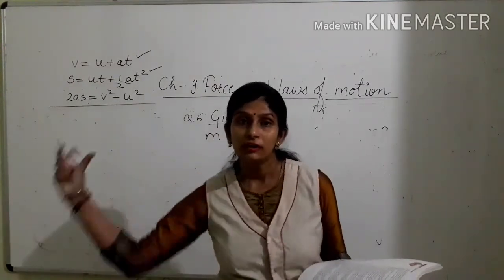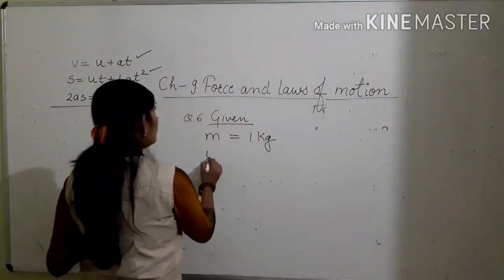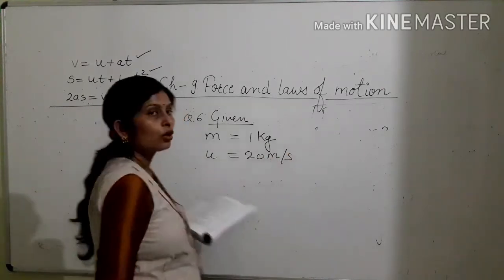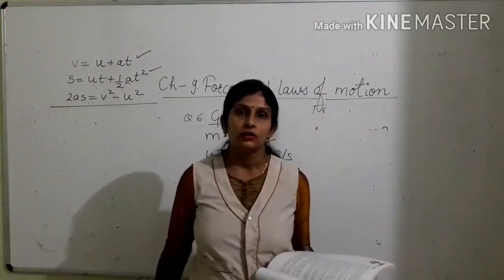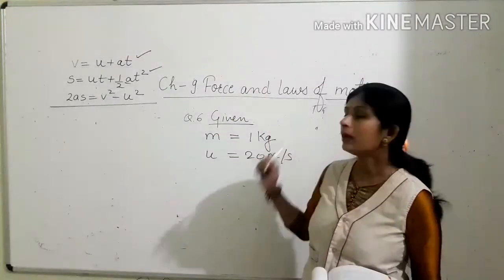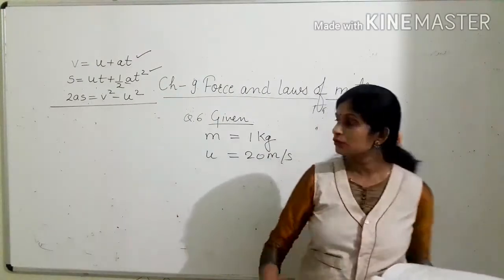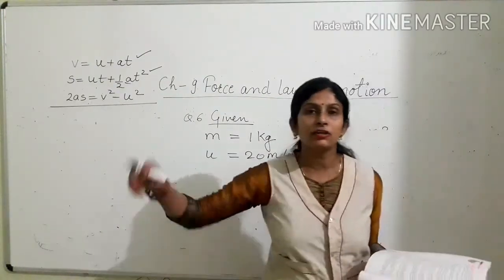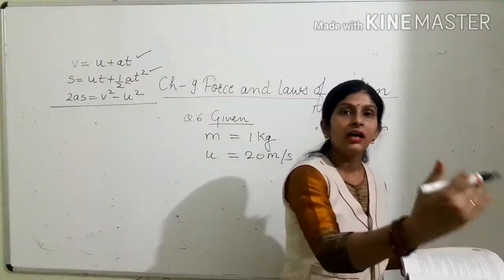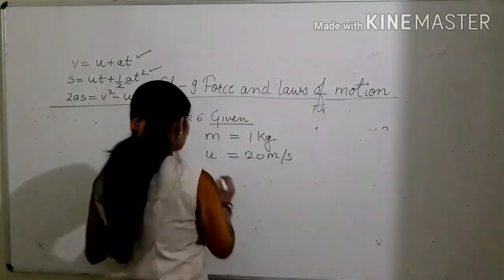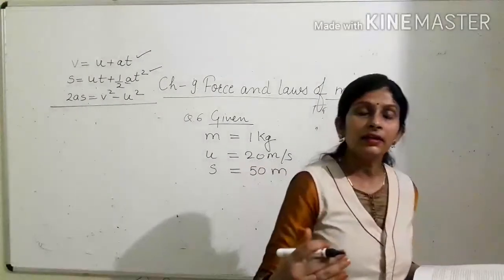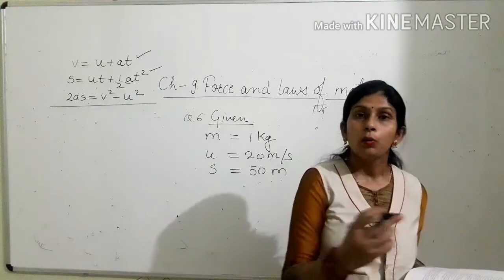Now it is thrown with the initial velocity u, 20 meter per second, across the frozen surface of the lake. So it's obvious that when this stone of mass 1 kilogram is thrown with the initial velocity of 20 meter per second across the frozen surface of the lake, then after some time, after covering a distance, that distance is 50 meter, it comes to rest. Why?